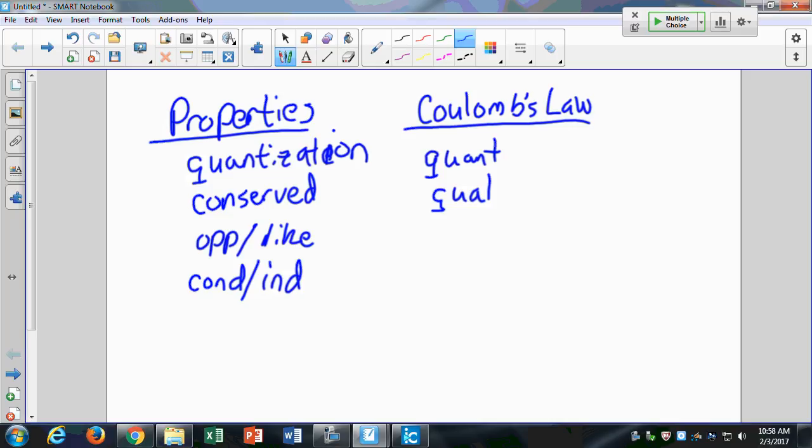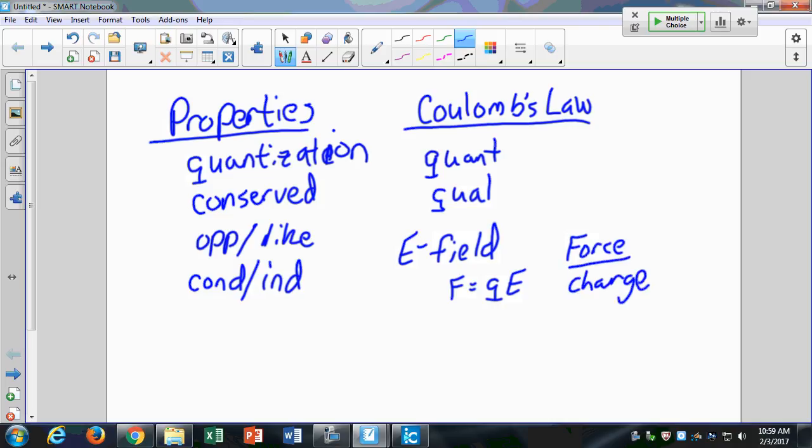You need to know what electric field is. Several things for the electric field. You need to be able to relate the field to the force. Remember, the force is equal to Q times E. In fact, that's how we define electric field, that an electric field is a force per unit charge. At its very basic level, that's what a field is. It's a force per unit something.